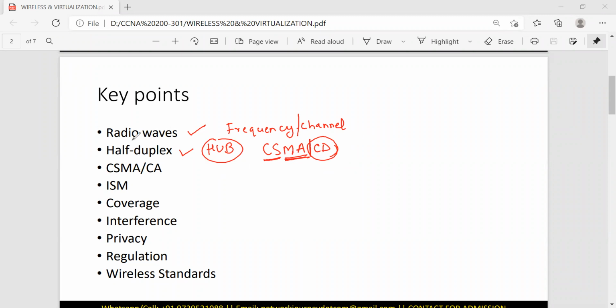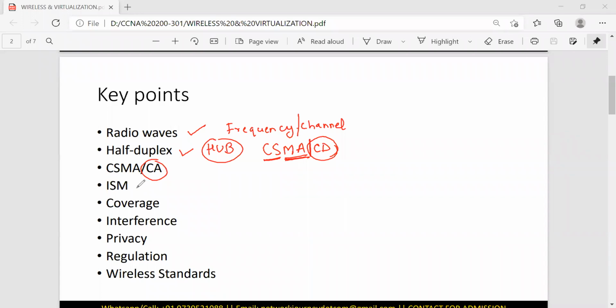In radio waves, when we are talking on air, it is not possible for us to detect the collision in air. So we basically make use of the procedure of collision avoidance. We are using the procedure CSMA/CA. We cannot detect the collision, but we have to avoid it.